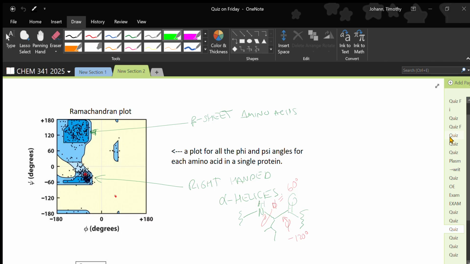This is a plot of each phi-psi angle for each amino acid. I've got my phi angles and my psi angles, so let's pick off a dot. We've got one right here. Let's take that one. This dot, whatever amino acid that is, has a phi angle of about 40, let's say positive 40 degrees, and a psi angle of about 60 degrees.